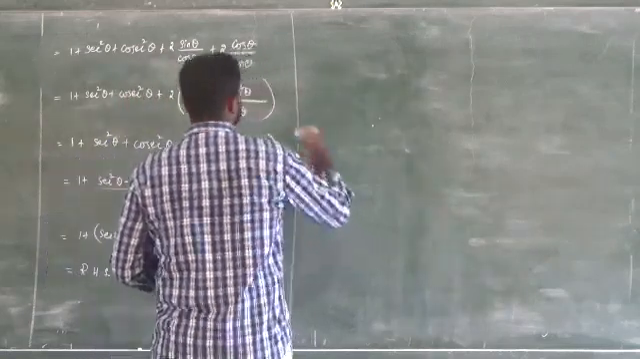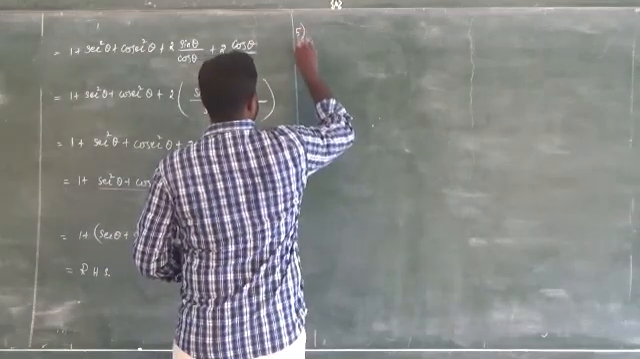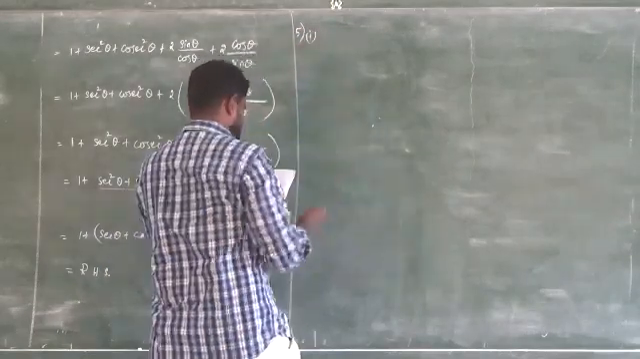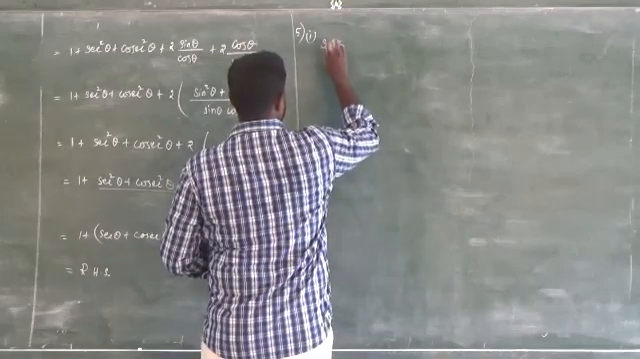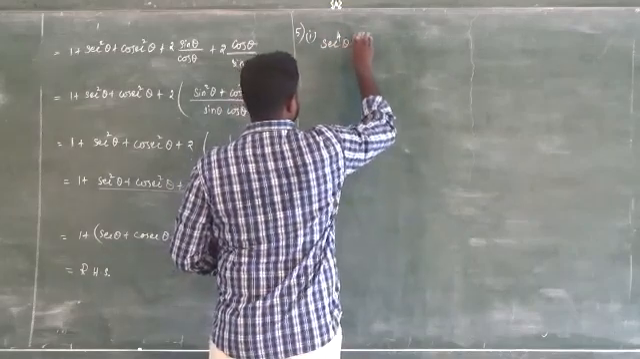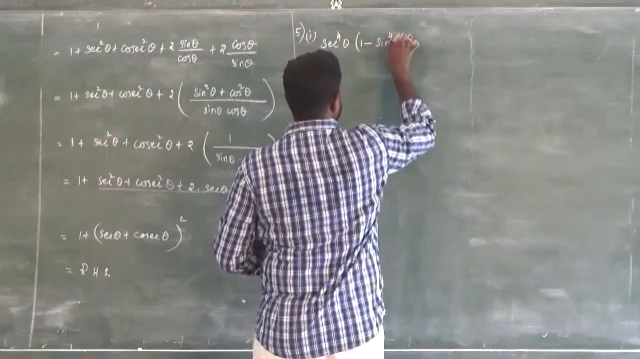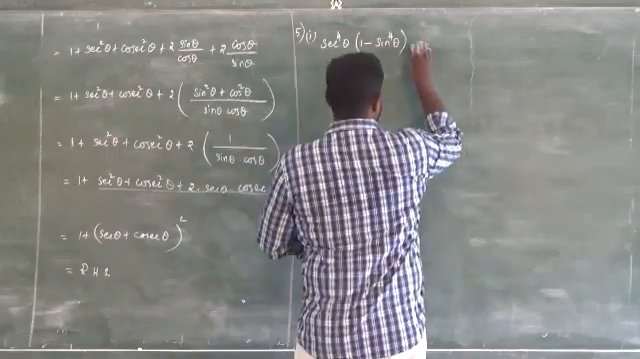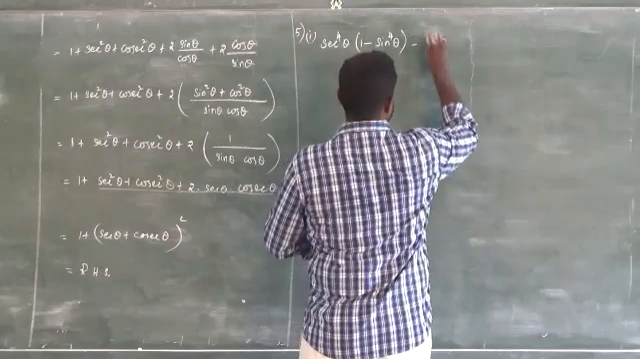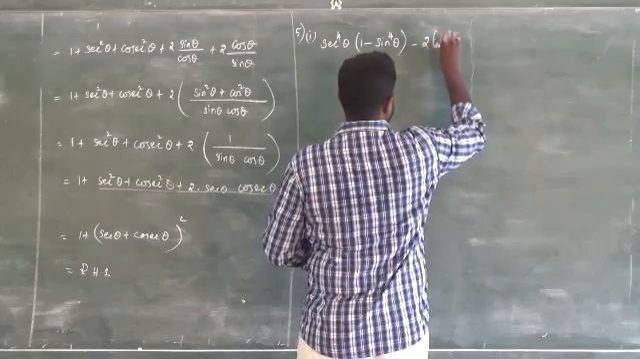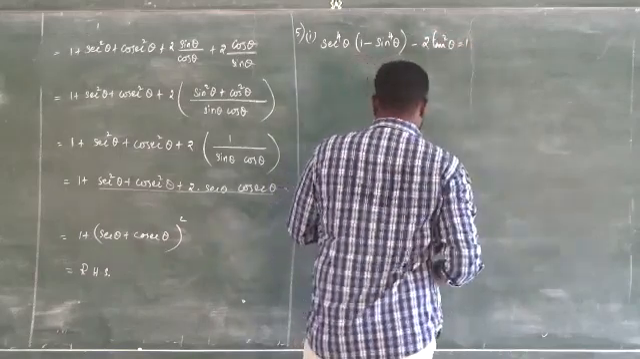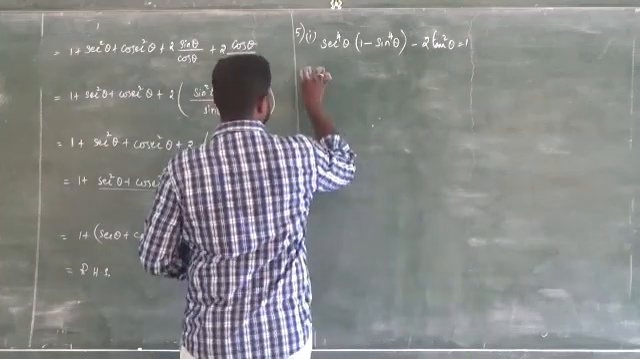Now fifth problem, first subdivision: secant power 4 theta into 1 minus sin power 4 theta minus 2 tan square theta is equal to 1. So take LHS.